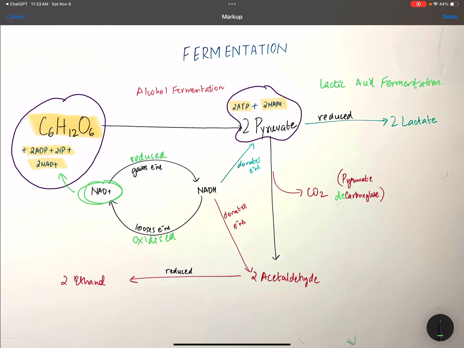And alcohol fermentation mainly happens in yeast, bacteria, etc. And lactic acid fermentation actually happens in muscle cells. For example, when we get cramps, that is an example of lactic acid fermentation, when a lot of energy is required but there's not enough oxygen. So the cell will quickly move from aerobic respiration to anaerobic respiration. So that sums up anaerobic respiration or fermentation.